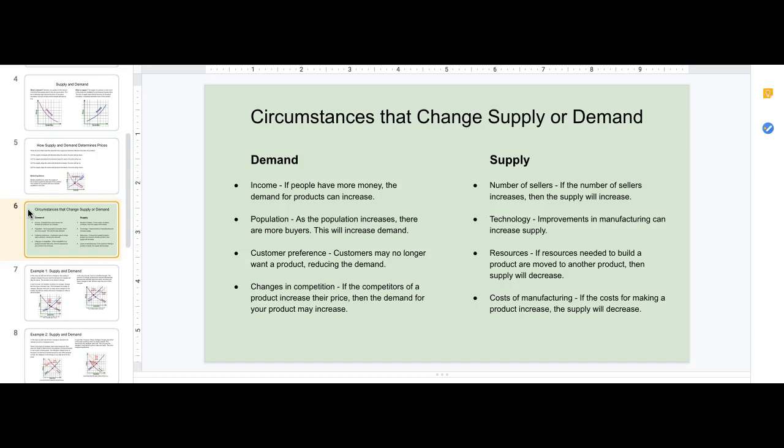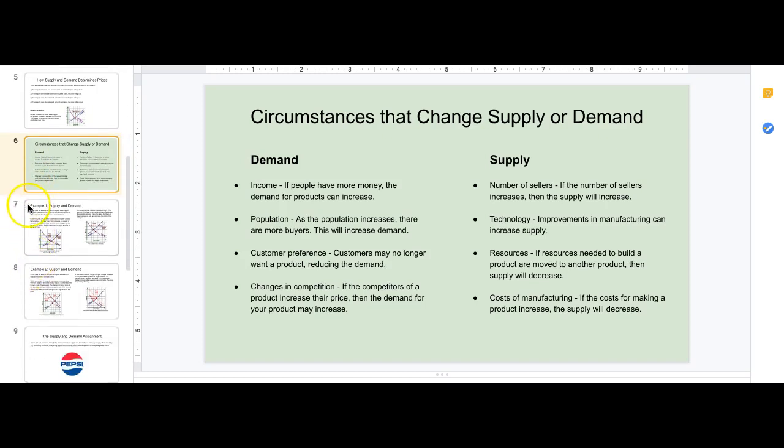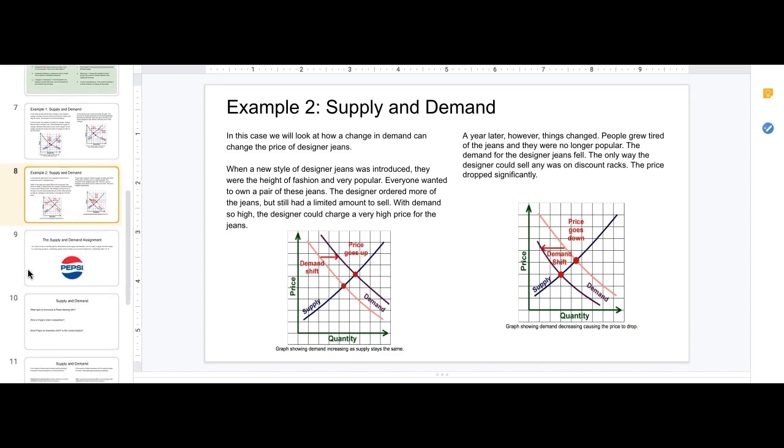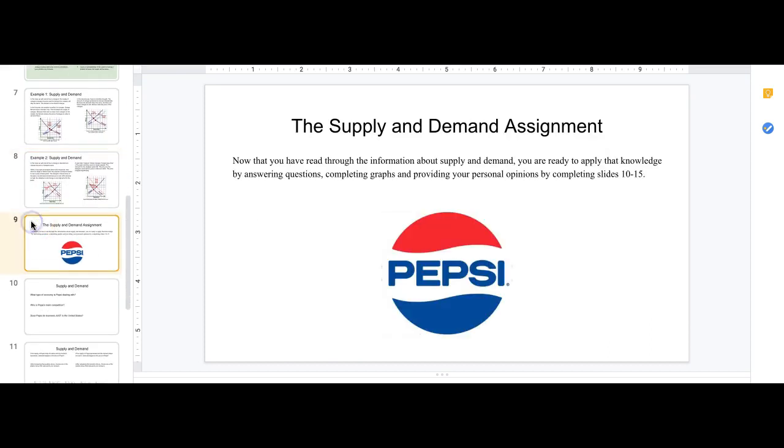Slide 6 includes the circumstances that change supply and demand, and this is broken down into 2 categories, demand and supply. Slide 7 and slide 8 include examples of how those 4 basic laws are applied. Slide 9 is the start of the assignment.